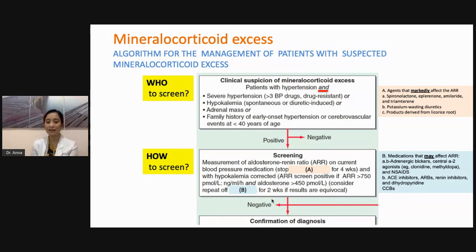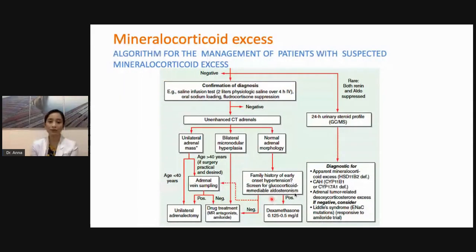If it's negative, then we look for other causes. If the screening test is positive, no, we do a confirmatory test. Maybe at this point already, you're highly suspecting endocrine hypertension. Maybe this time you want to consider consulting already with an endocrinologist. But if it turns out to be negative, then you can look for other causes of your secondary hypertension.